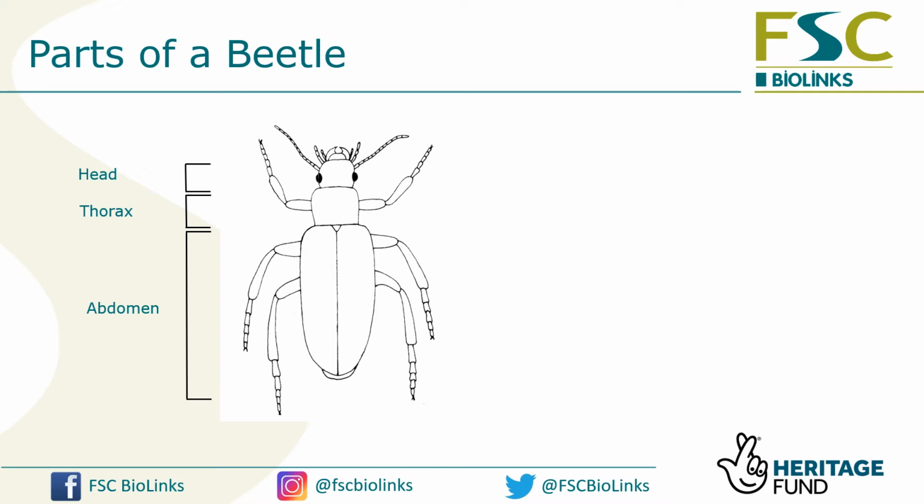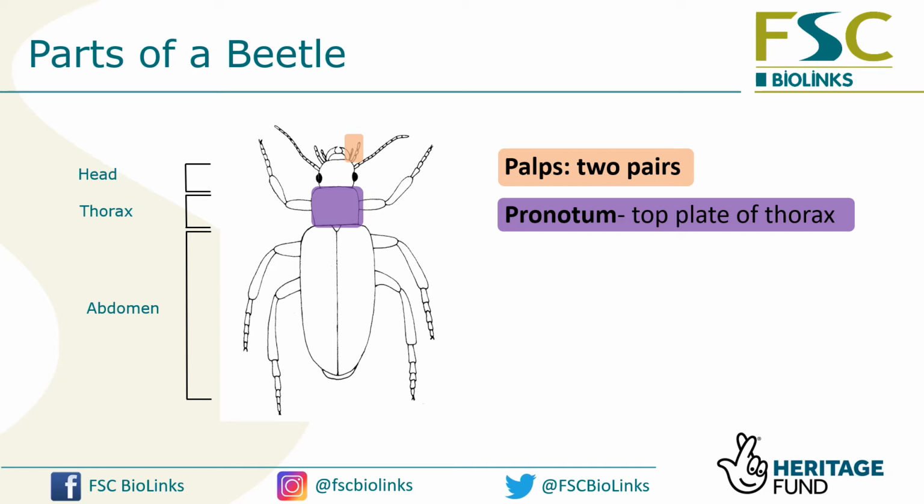In addition to this, beetles have extra features that set them apart from other insect groups, and some body parts have specialized names. These include the two pairs of palps, which are used for manipulating and tasting food. They have a hardened plate on top of the thorax, which is called the pronotum. This is the top layer that you see from above of the thorax.